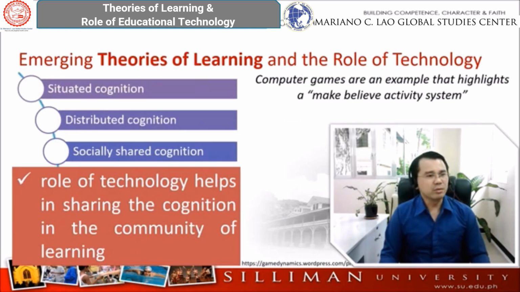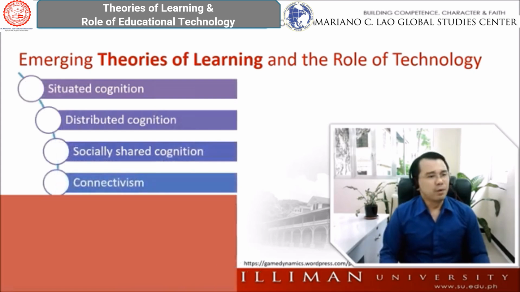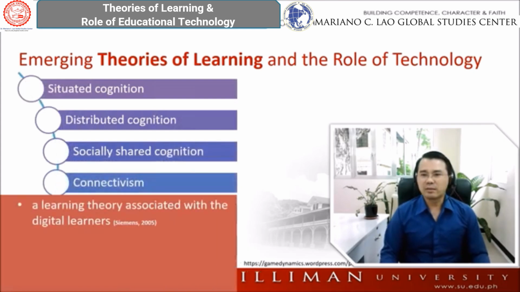The third is socially shared cognition. Computer games are examples of this, and as we all know, computer games always highlight a make-believe activity system. In this learning theory, the role of technology helps in sharing the cognition in the community of learning. The fourth one is connectivism.